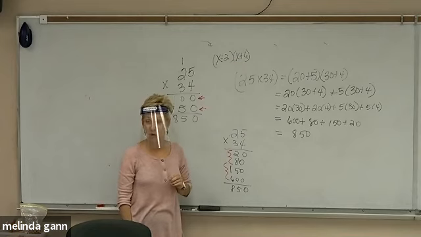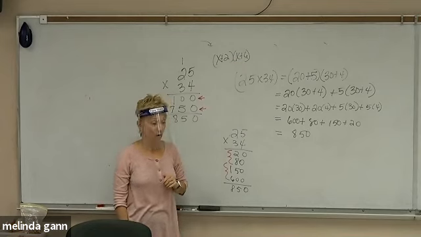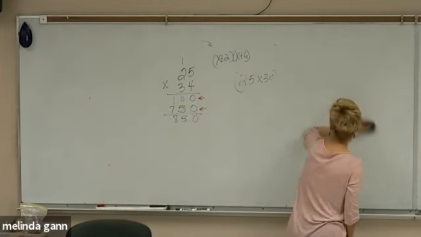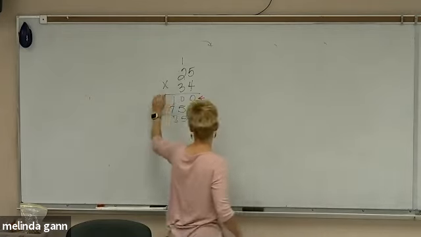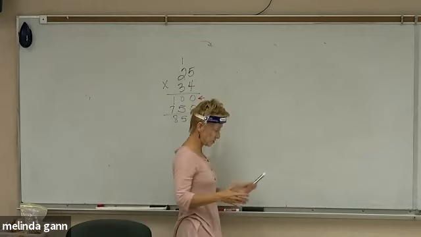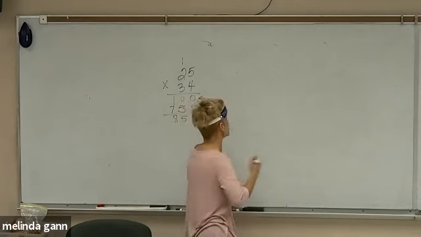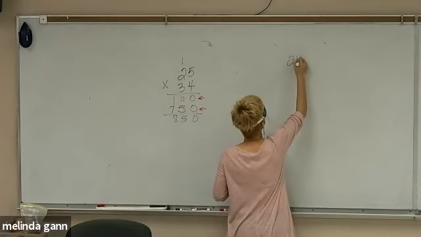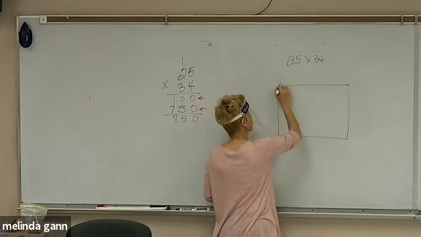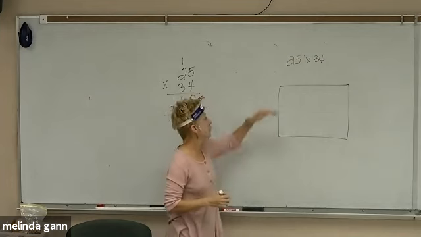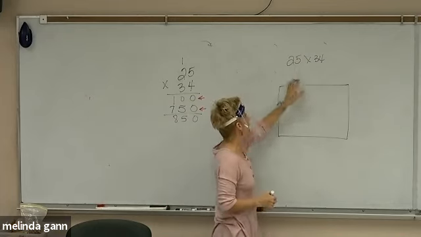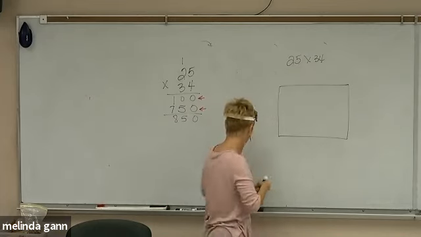Do you know how to do lattice multiplication? All right, let's go do lattice multiplication. All right, now lattice multiplication is way easier than this. So if they're not going to understand what they're doing, let's just do that way. So if I've got something like 25 times 34, I'm going to make a block, a square, a rectangle. One number goes across the top and one number comes down the right side. So I'm going to have 2 columns and 2 rows.